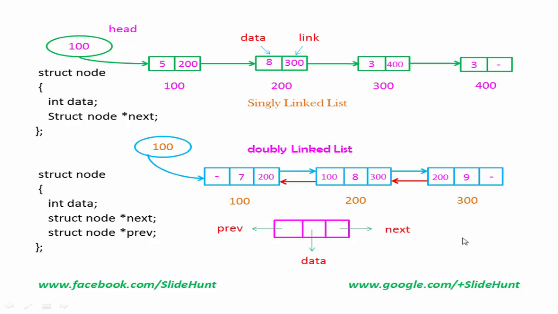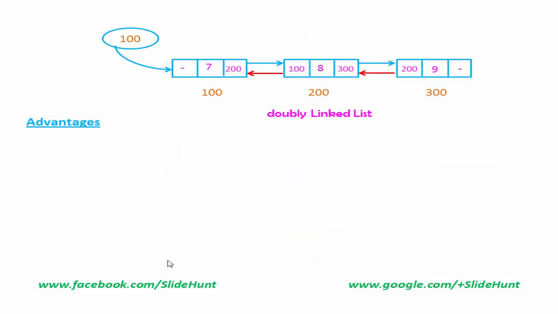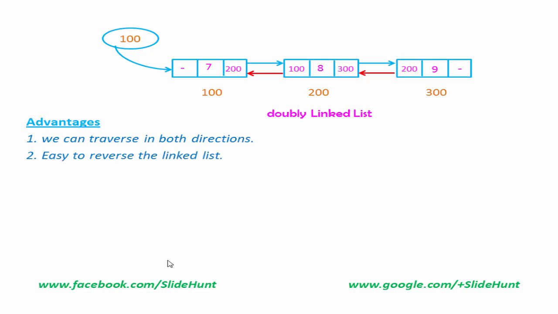Now an obvious question comes to your mind, what are the uses of doubly linked list, or what are the advantages of doubly linked list over singly linked list? First advantage is we can traverse a doubly linked list in both forward as well as backward direction. Since a doubly linked list has two pointers, one points to the next node and another points to the previous node, so it is easy to reverse the linked list.